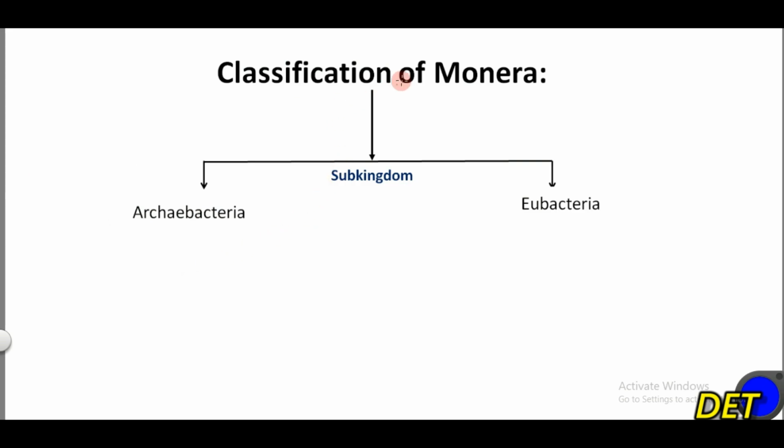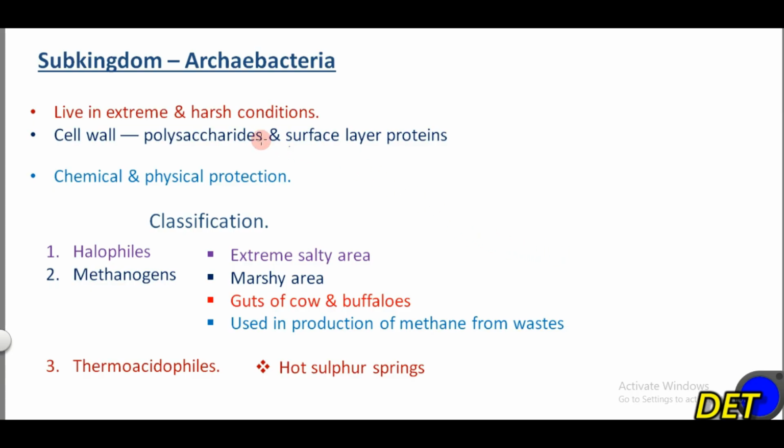So we've looked at the classification of the kingdom Monera. Like I said, the kingdom Monera is classified into two subkingdoms. We have the subkingdom Archaebacteria and the subkingdom Eubacteria, right? So let's look at the first one, which is the subkingdom Archaebacteria.